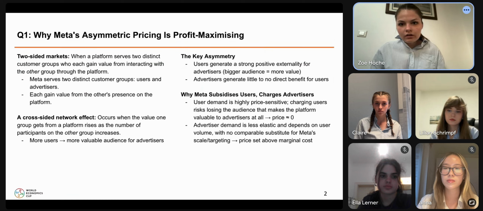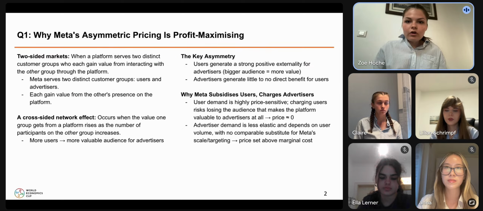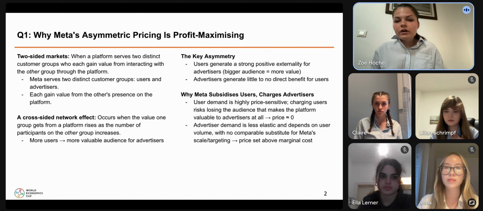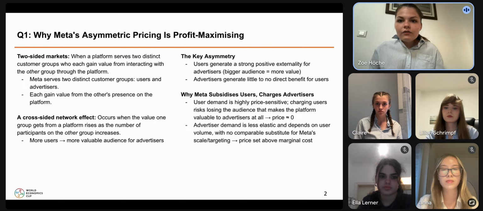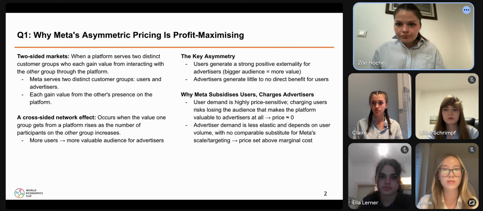A cross-sided network effect occurs when the value one group gets from a platform rises as the number of participants in the other group increases. So more users are a more valuable audience for advertisers. The key asymmetry in this case is that users generate a strong positive externality for advertisers because a bigger audience is more value for advertisements. Advertisers, on the other hand, generate little to no direct benefit for users.